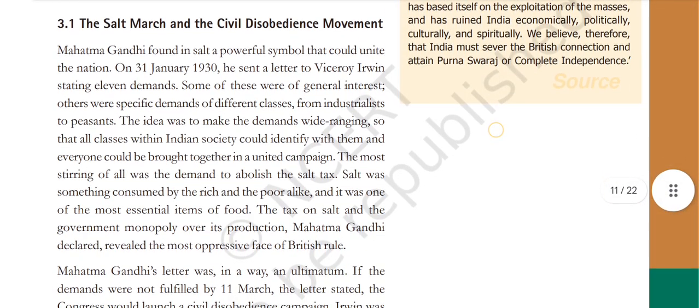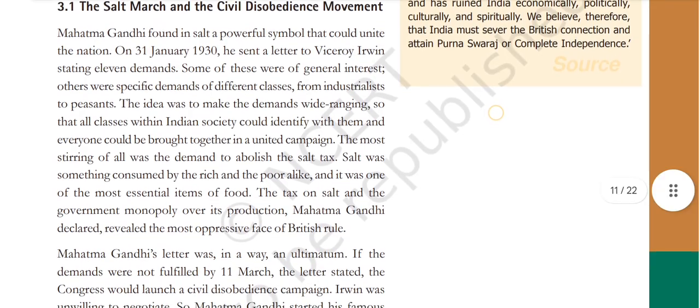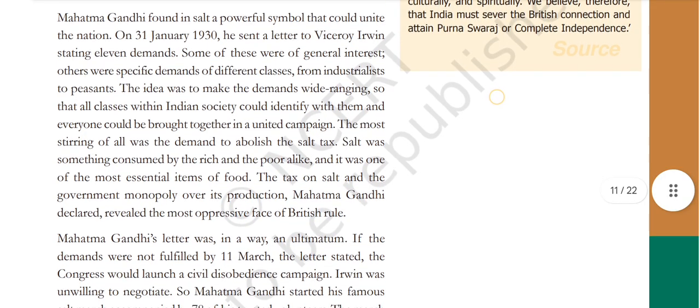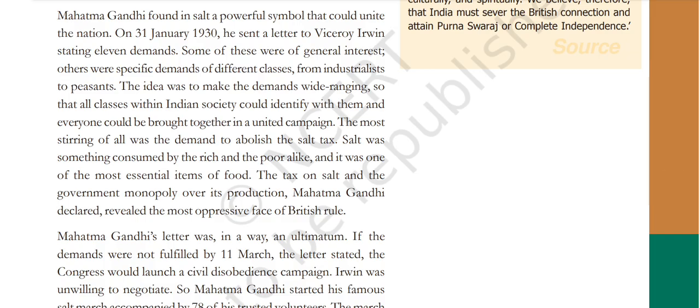Mahatma Gandhi found in salt a powerful symbol that could unite the nation. On 31st January 1930, he sent a letter to Viceroy Irwin stating 11 demands. Some of these were of general interest, others were specific demands of different classes, from industrialists to peasants. The idea was to make the demands wide-ranging so that all classes within Indian society could identify with them and everyone could be brought together in a united campaign.